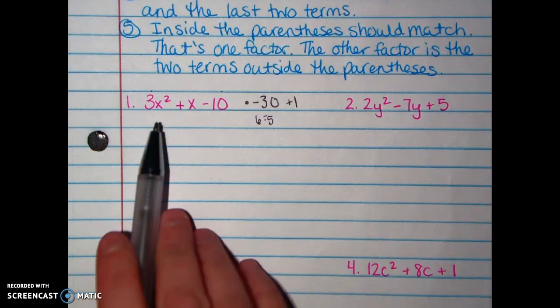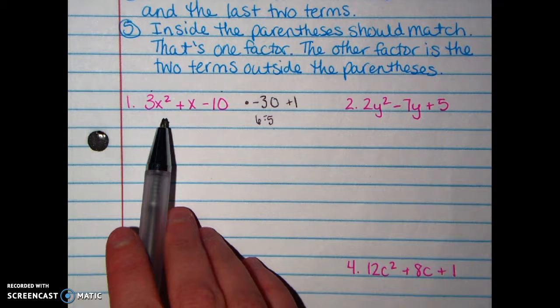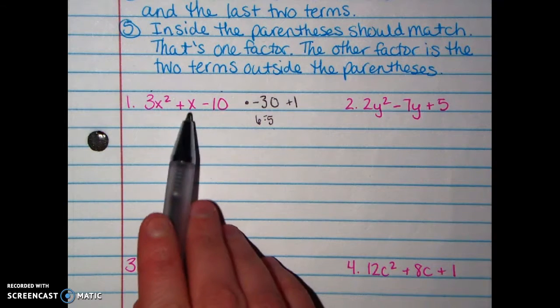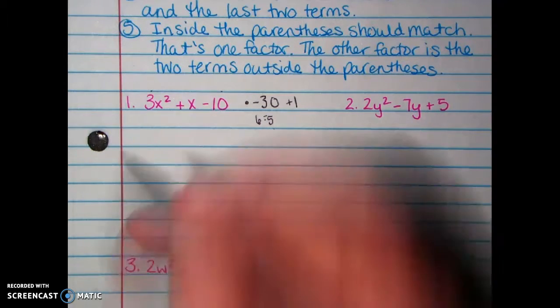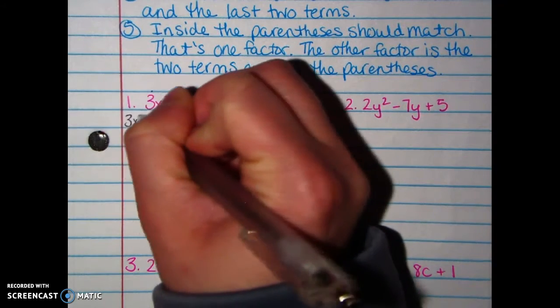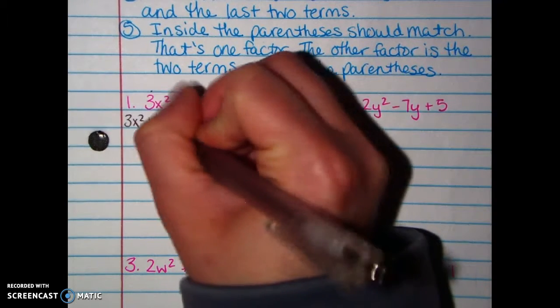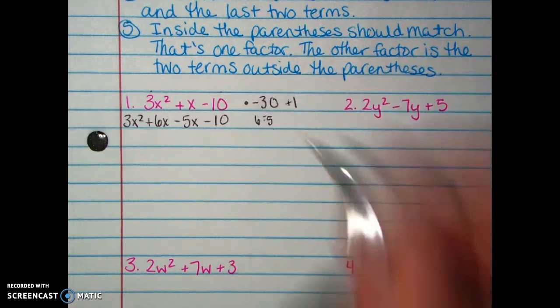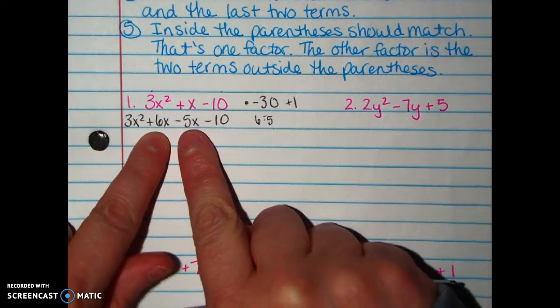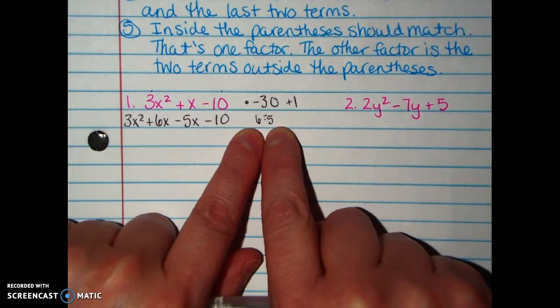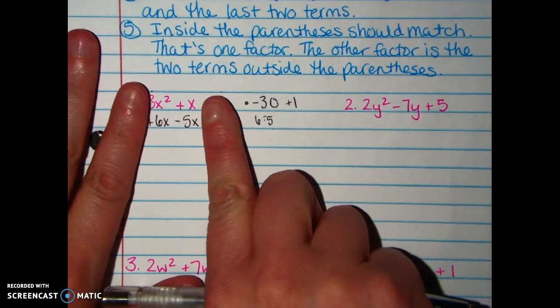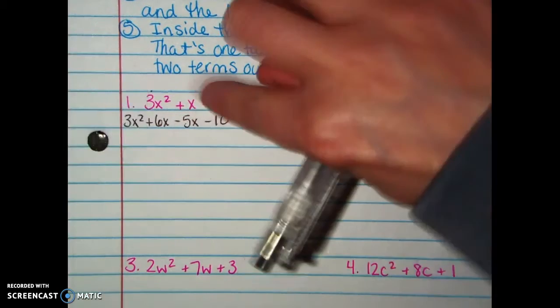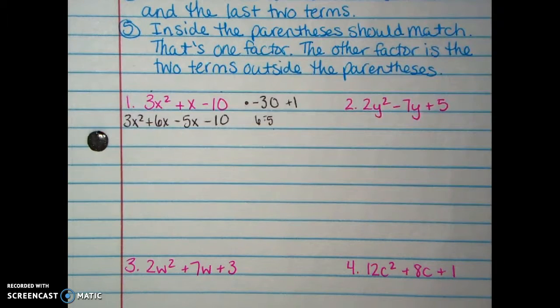So now I'm going to rewrite this trinomial, but I'm going to make it a polynomial with 4 terms, and I'm going to kind of split that x. So it will be 3x squared plus 6x minus 5x minus 10. I get those 2 numbers from right there. And if you think about it, 6x minus 5x, that's just 1x. That's what we started with. We just have to split it into 2 different numbers so we can group them and factor them that way.